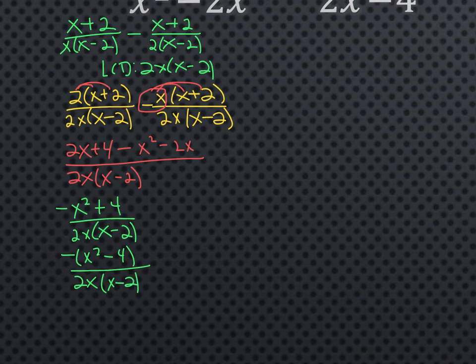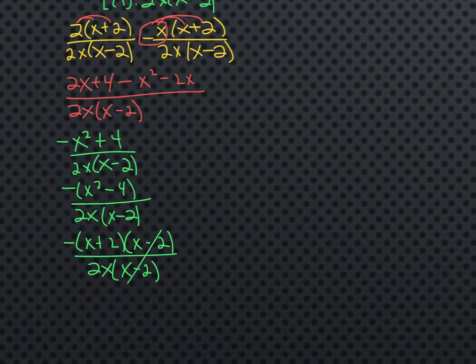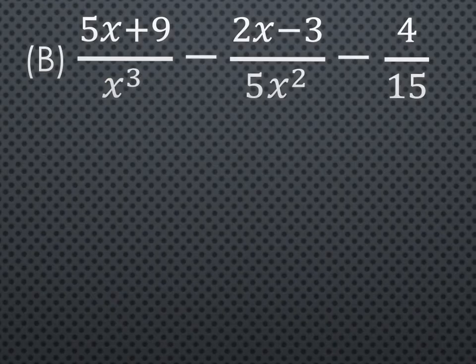Okay, so notice that we can factor x squared minus 4 into x plus 2, x minus 2. And notice what drops down, the x minus 2's. So our final answer is negative parentheses, x plus 2, close, over 2x. And x cannot be 0 and 2. That's it.